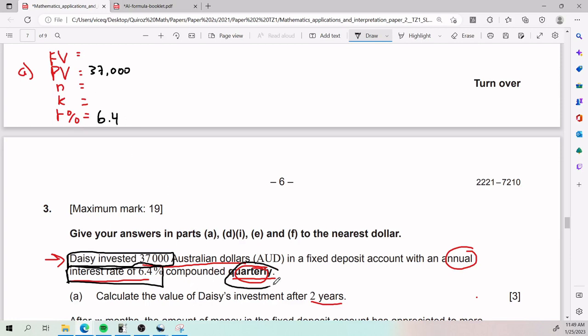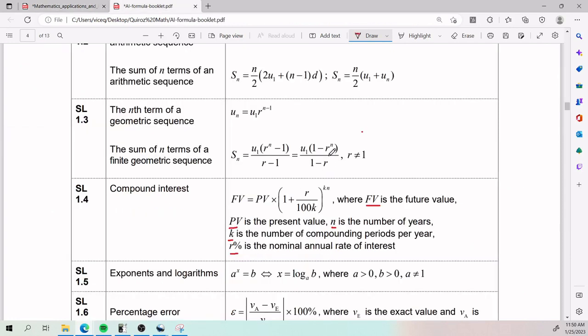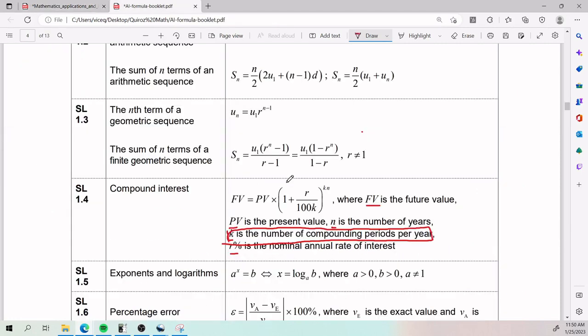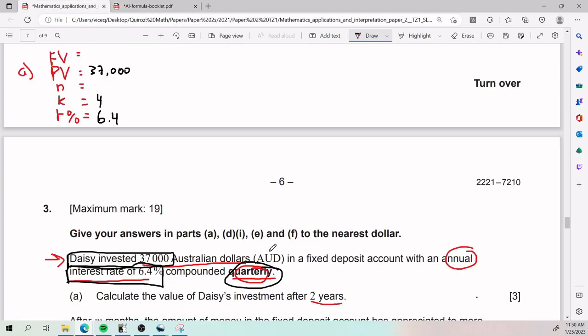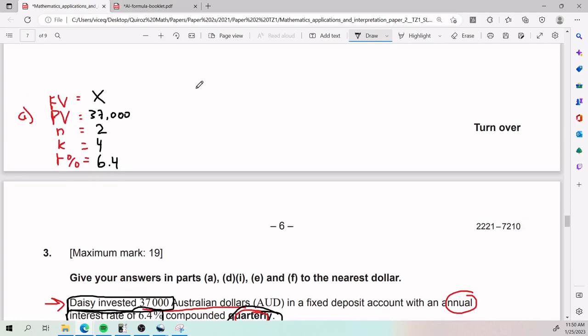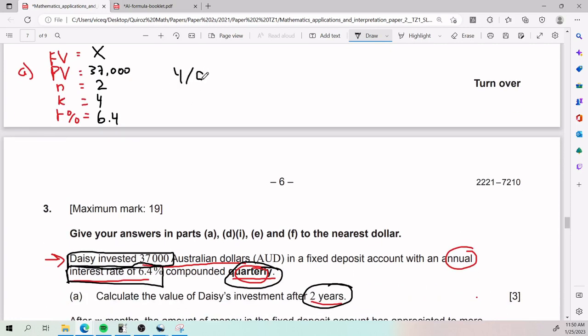They tell me that it's compounded quarterly. So quarterly, in quarters, that means in 1 year I have 4 quarters, right? K is the number of compounding periods per year. I have 4 periods per year because it is in quarters, so K is going to be 4. And N is the number of years, they ask us after 2 years. See? So as we can see, our variable, our X, is going to be FV. So as I said, we have 4 out of 5, right? The one that we're missing is FV.